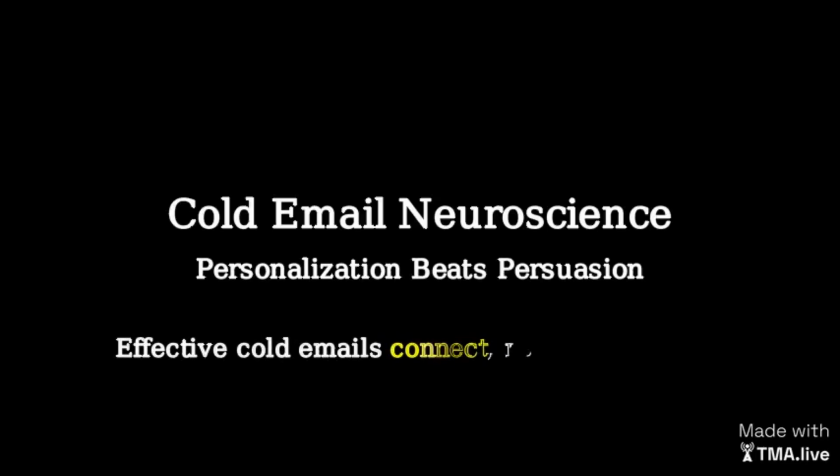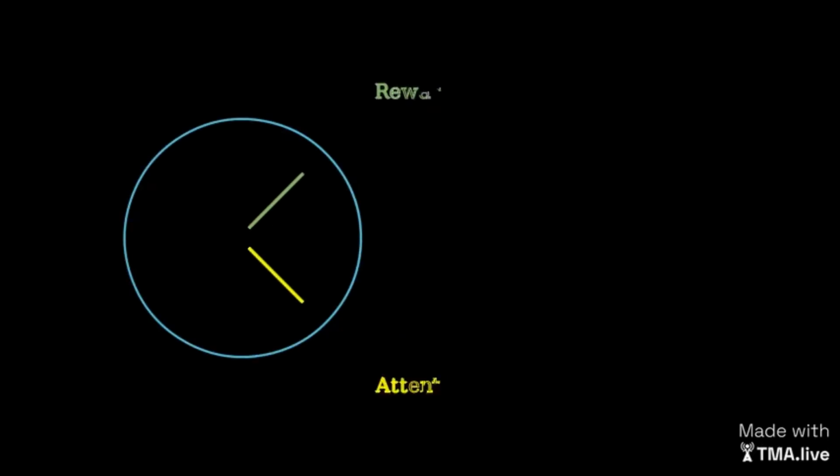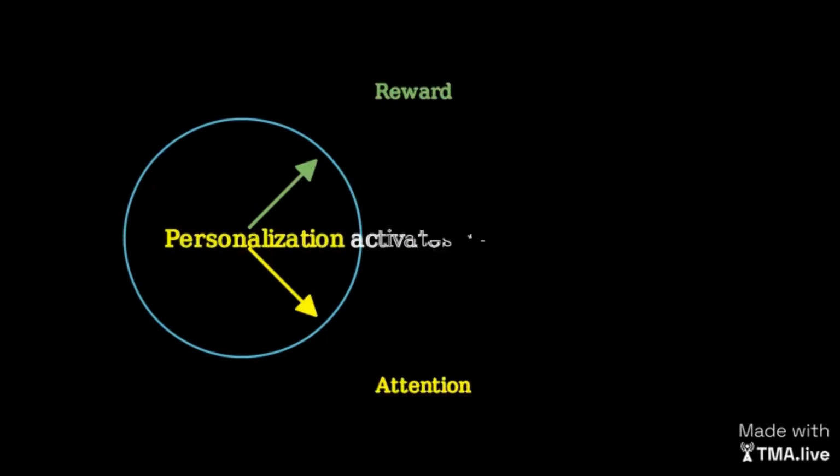Let's explore the neuroscience behind successful cold emails. The core idea is that effective cold emails connect, not just convince. It's about personalization, not just persuasion. From a neuroscience perspective, personalization activates the brain's reward and attention centers. When someone feels that an email is tailored to them, their brain responds positively. This is crucial for breaking through the noise.